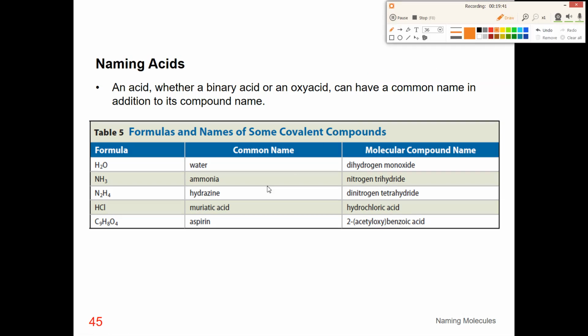Right, this is what we briefly talked about earlier. For some compounds like water and ammonia, we just use a conventional name. We don't use the systematic name. Dihydrogen monoxide is quite a mouthful, so we just call it water. And HCl, although it has a common name, we seldom use it. Most of the time we just use hydrochloric acid. Sometimes it depends on the case, but most of the time we use the common name.